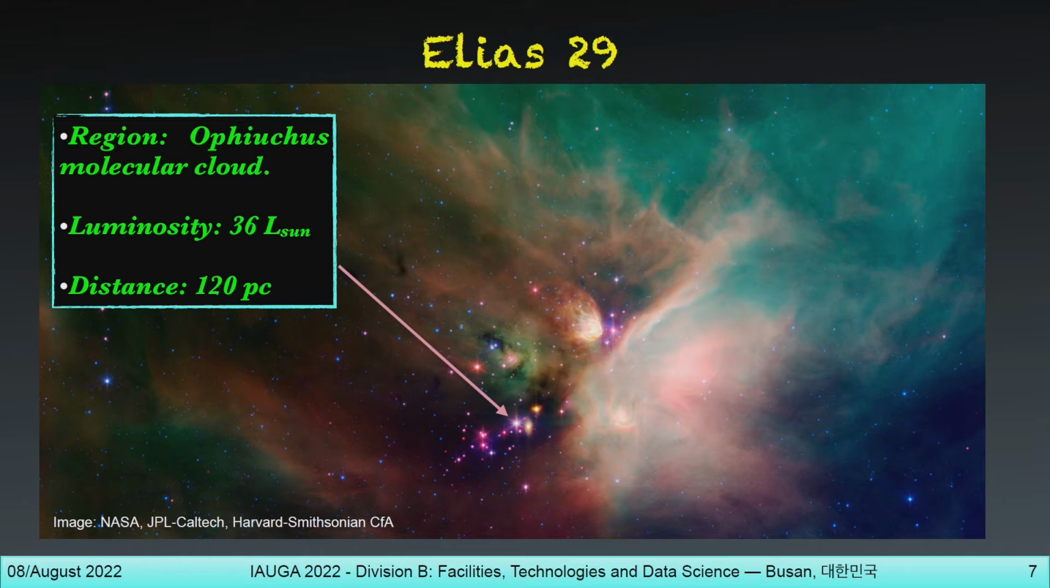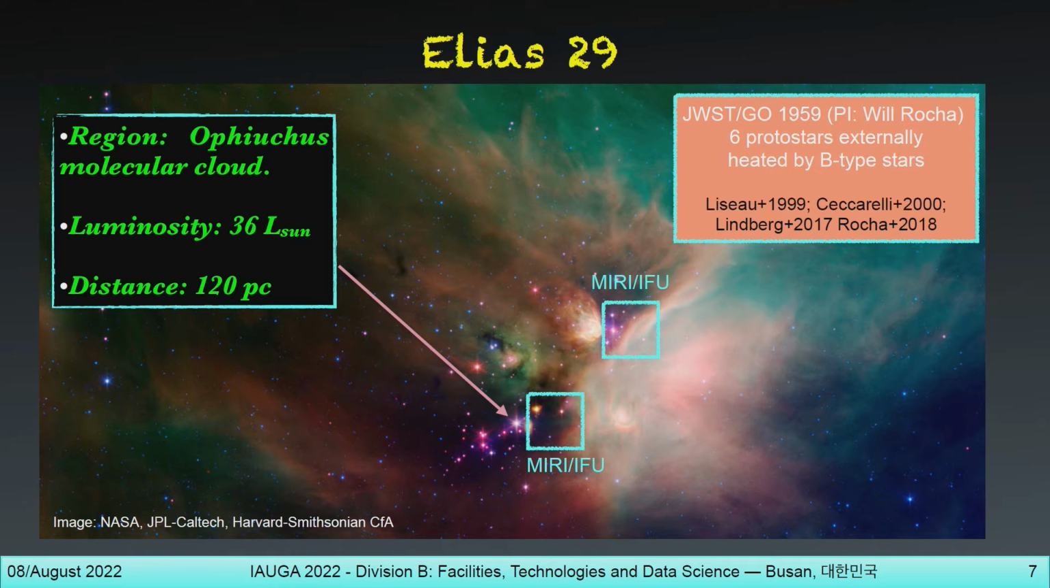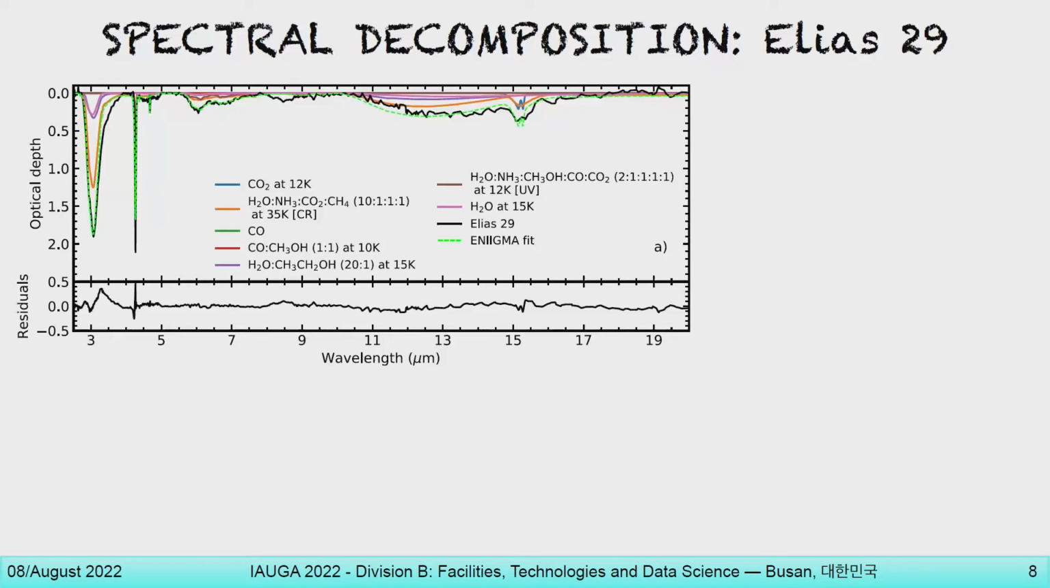Just to give you a more in-depth example, I want to talk about ENIIGMA2022. That's a class 1 protostar in the Ophiuchus molecular cloud. It's very bright and is located at a distance of around 120 or 130 parsec. But just for information, there is more data coming from this region, and I am the PI of a James Webb proposal to observe 6 protostars where we have evidence of external heating because of the presence of B-type stars around this region. So stay tuned about this as well.